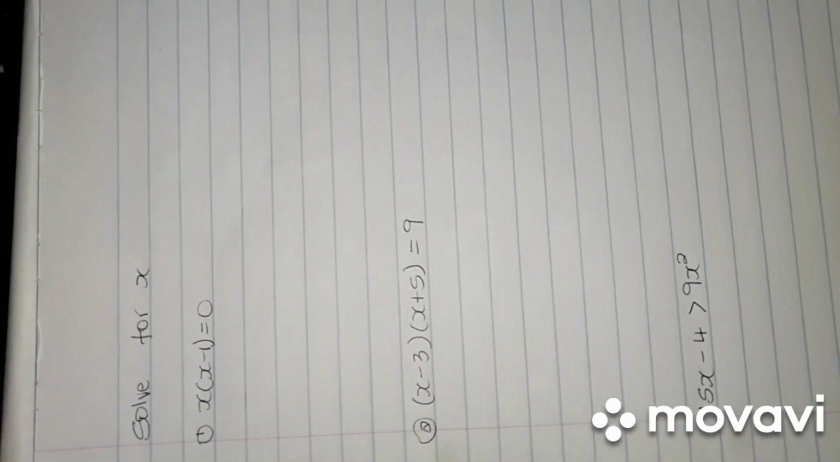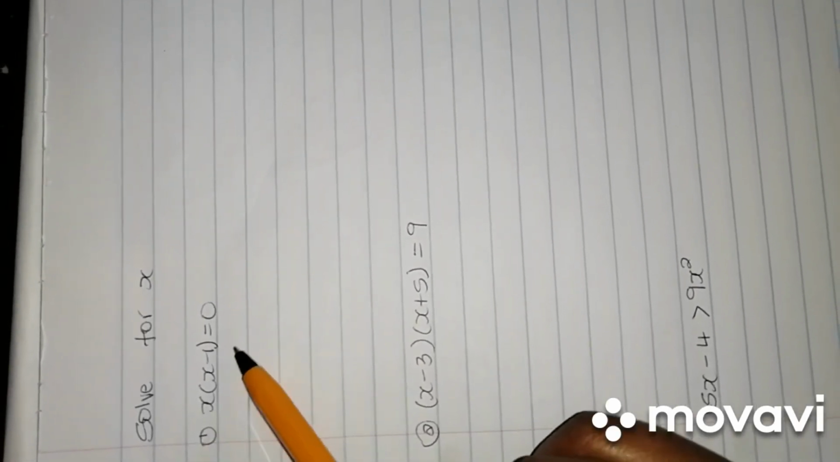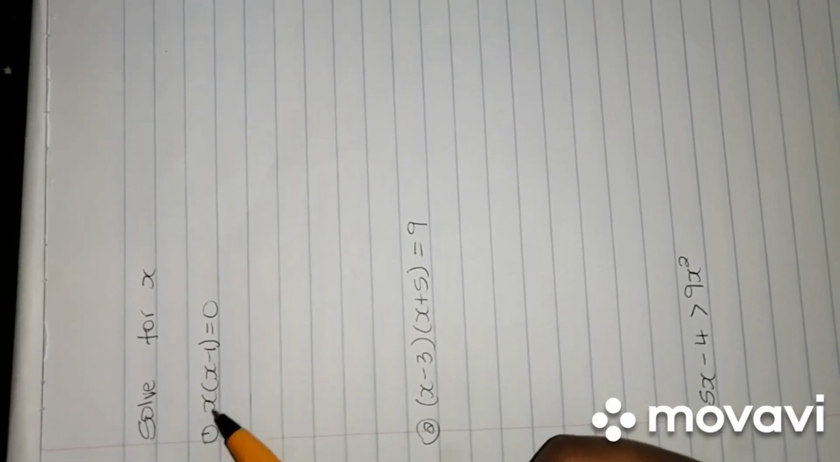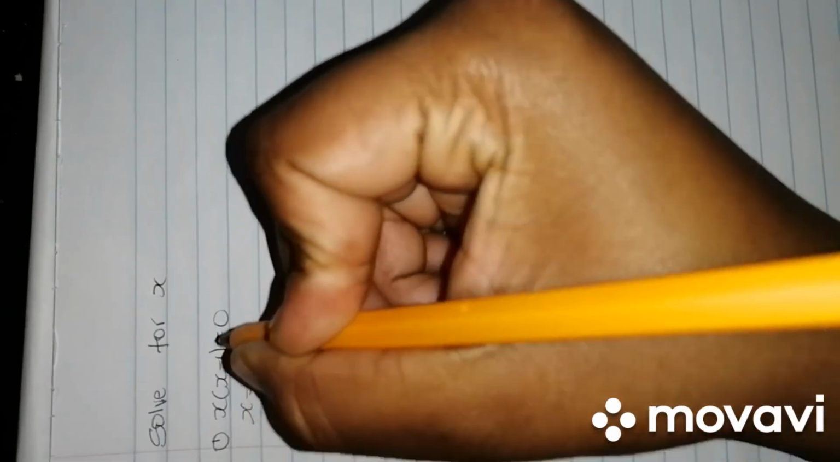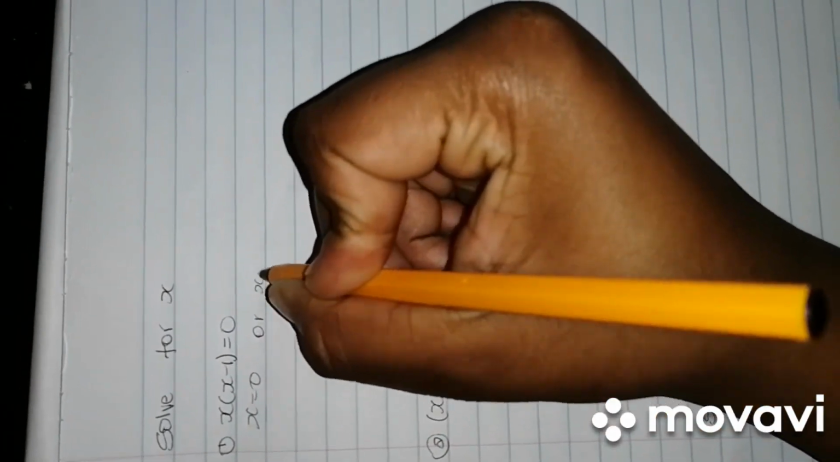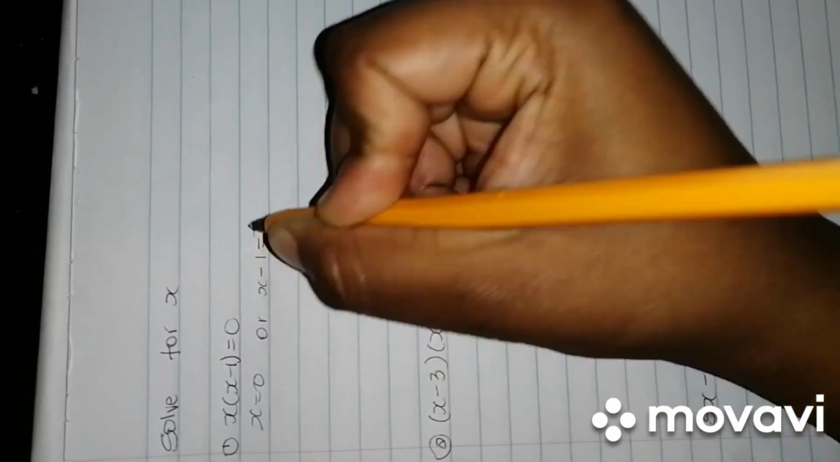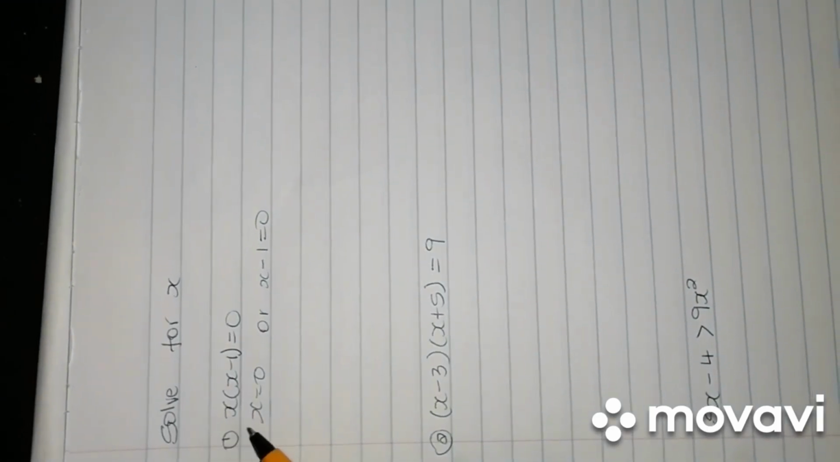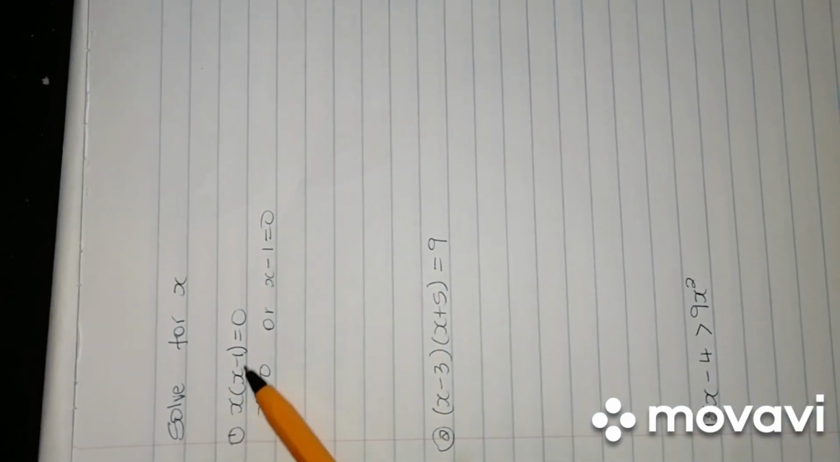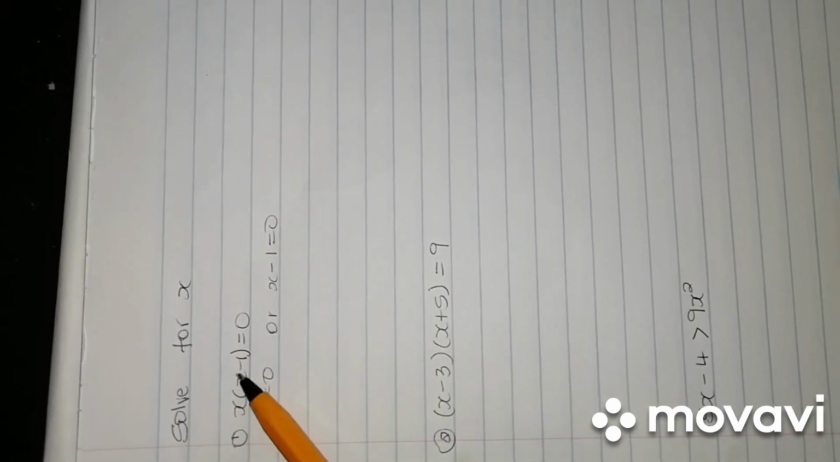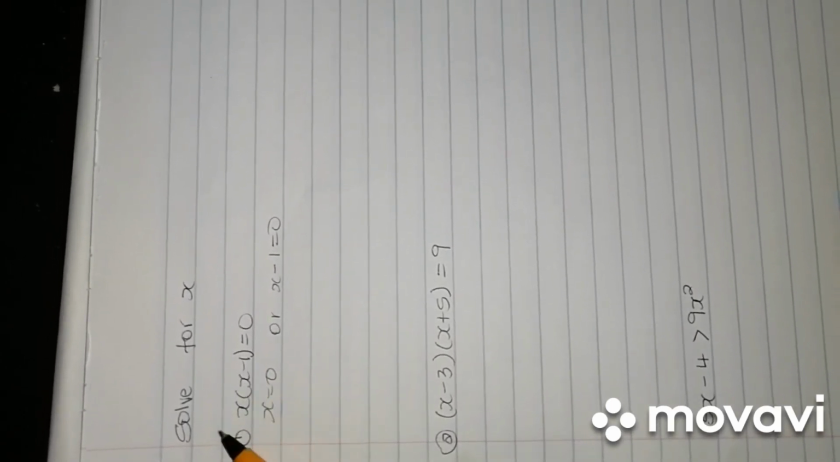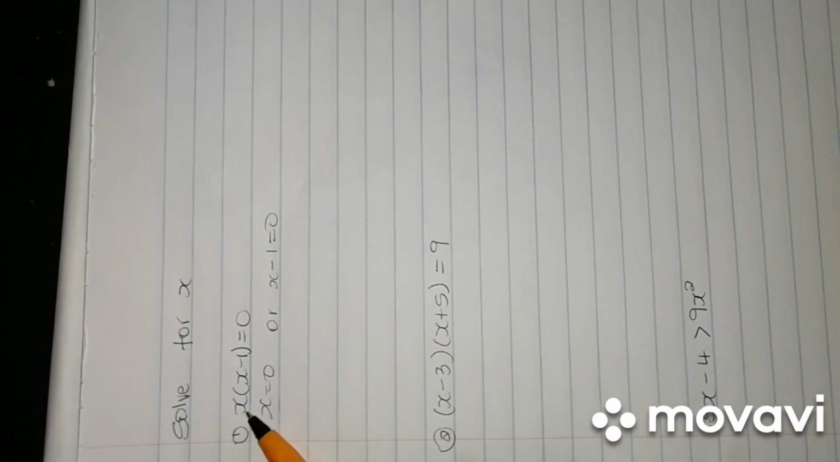Solve for x. In this one, x has already been factored out. This is the easy one. So we're only going to say x is equal to 0 or x minus 1 is equal to 0. For this equation to be equal to 0, it's either this is equal to 0. Remember, when you multiply by 0 you get 0, or this is equal to 0, so that when you multiply by this x you get 0.